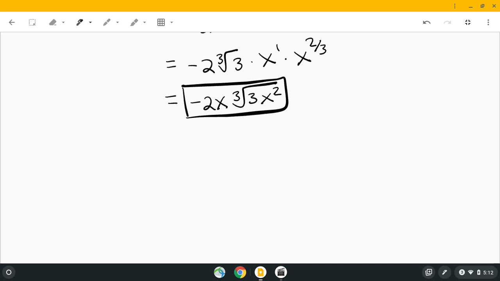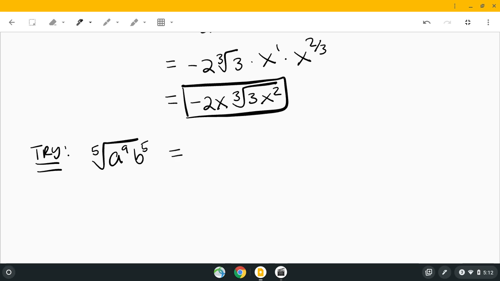Here, why don't we do one more and then I'll have you try. Here, why don't you try this one? Fifth power, a to the ninth, b to the fifth. Okay, go ahead and hit the pause button.